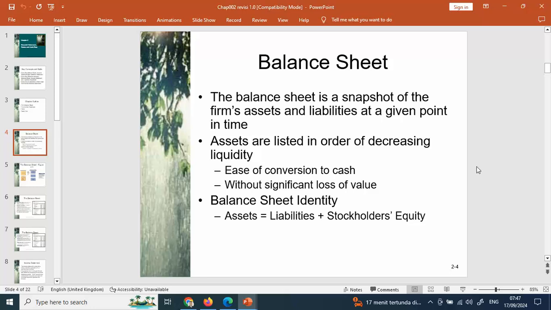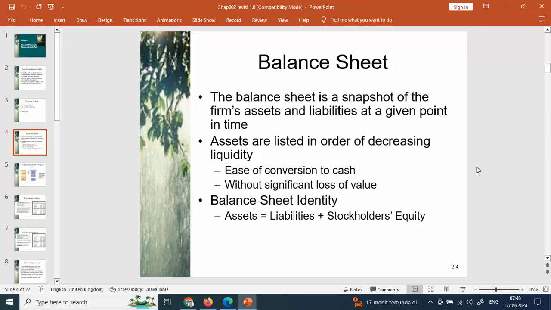That is a snapshot. So at the end of December 31, let's say, you take a snapshot. Look, how much is the asset? How much is the liability? How much is the equity? That is a snapshot on that day. How many inventories? How much cash? How many receivables? How many payables? That is what we call a snapshot.